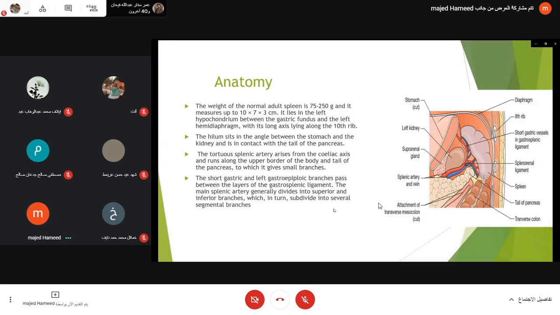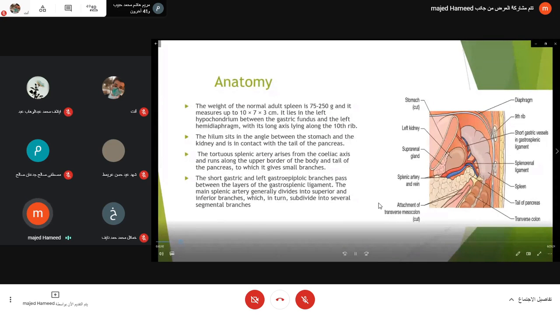The tortuous splenic artery arises from the celiac axis and runs along the upper border of the body and tail of the pancreas, to which it gives small branches. The short gastric and left gastroepiploic branches pass between the layers of the gastrosplenic ligament. The main splenic artery generally divides into superior and inferior branches, which in turn subdivide into several segmental branches.